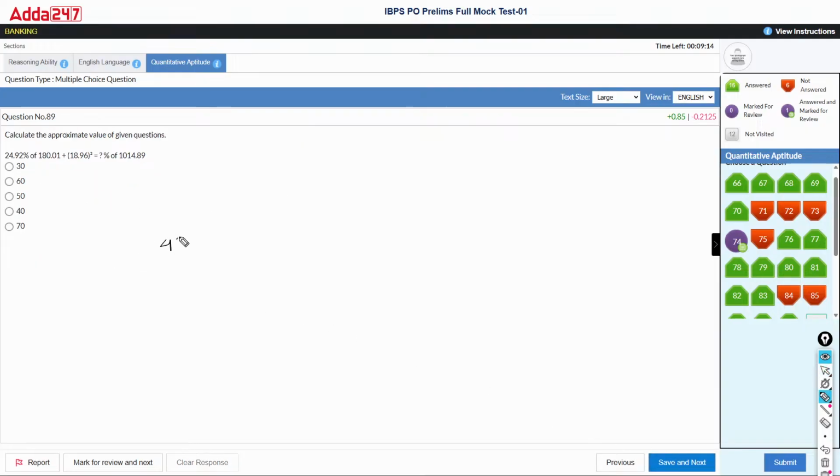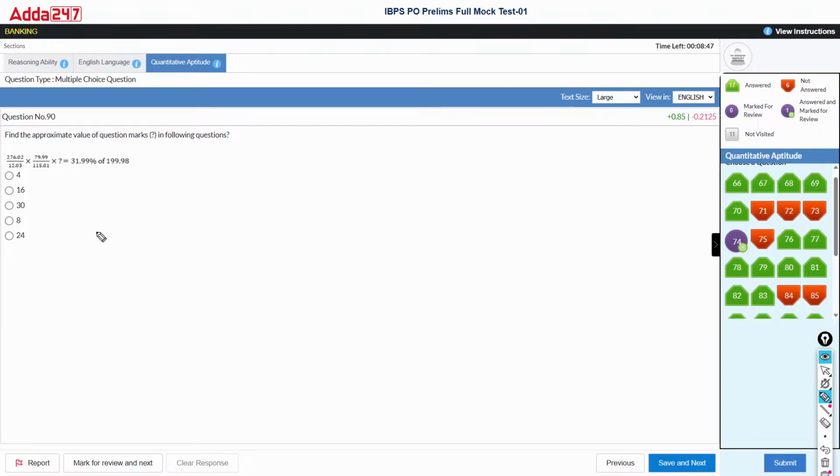25%, 1/4, so 45 plus 19 squared, 361 equals 100x or 101x, something like that. So it's 406. So it's close to 40. Yeah, definitely. Okay. 276 by 12 into 80 by 115 into x equals 30% of 200. So 60. Okay.